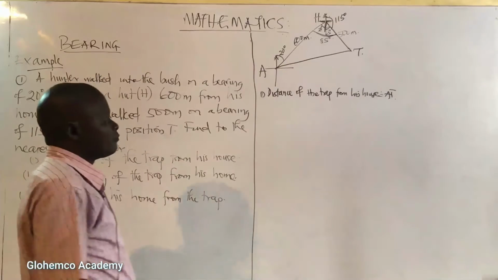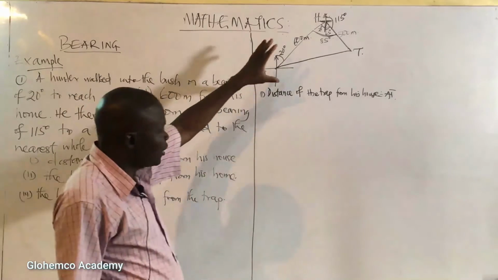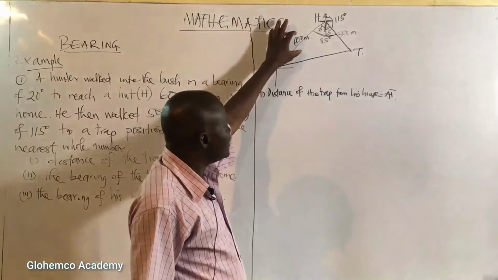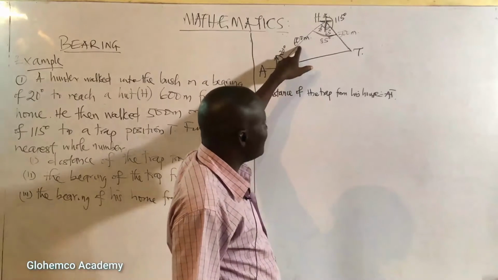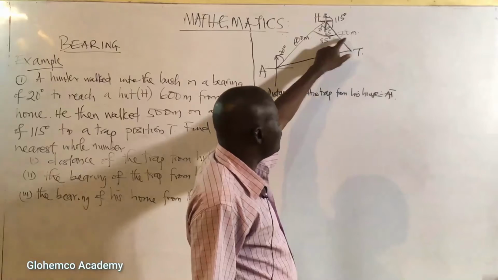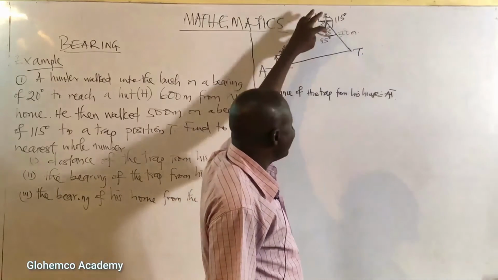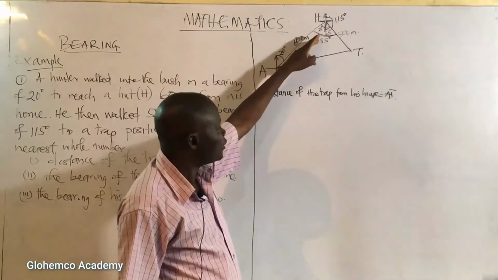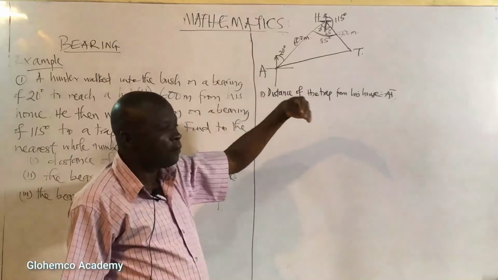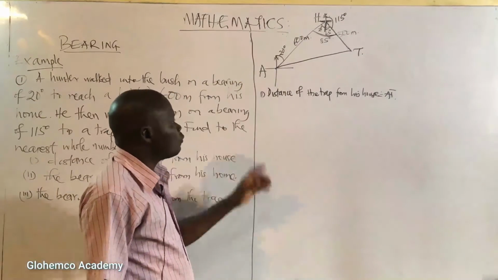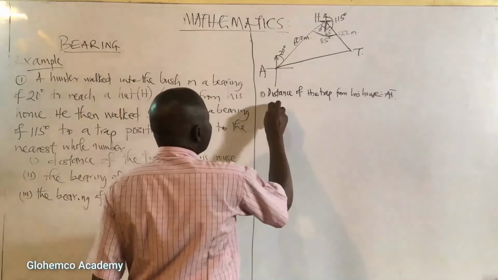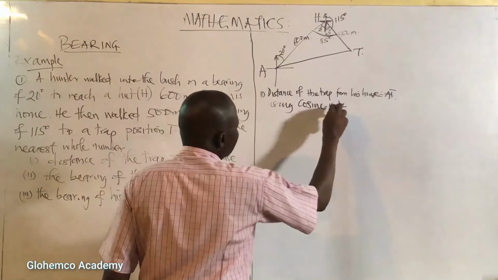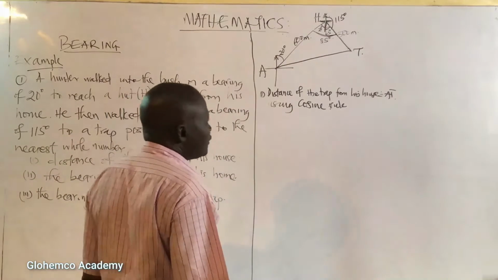How can we get our AT? If you look at it now, it's a triangle. AT is a side. If you look at the triangle now, this side AH is given to us as 600 meter and HT is 500 meter. So we know this one 600 meter, 500 meter, and the angle that connects the two sides together. The angle that connected the two sides together is this angle 85. Then you can now apply what we call cosine rule to find AT.